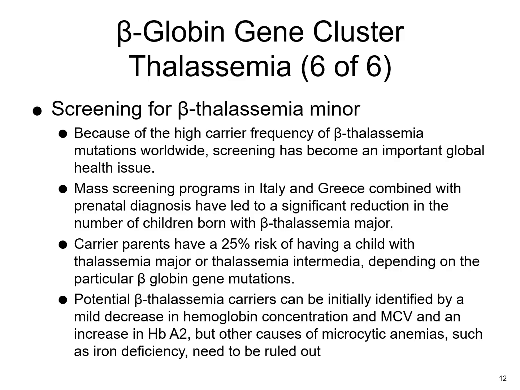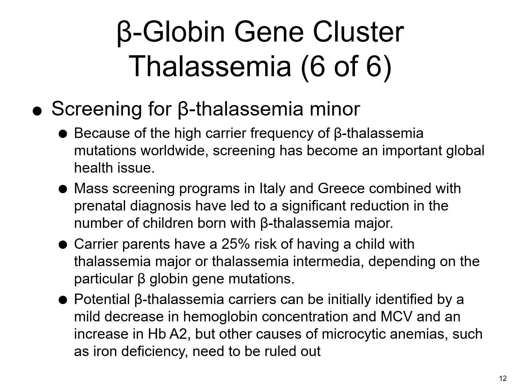These programs combine carrier detection with prenatal diagnostic techniques, allowing couples at risk to make informed reproductive decisions. Parents who are both carriers of beta thalassemia mutations face a 25% chance with each pregnancy of having a child affected with beta thalassemia major or intermedia, depending on the specific mutations that are involved.